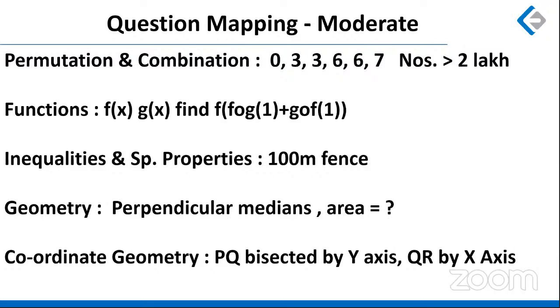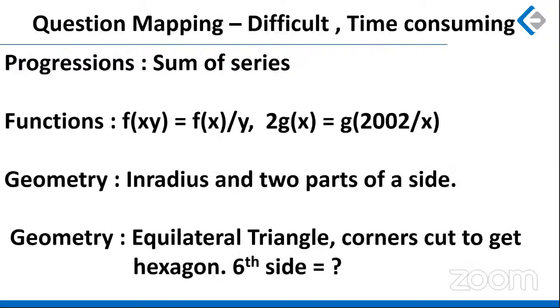Coordinate geometry, this was a little different. The way it was written was a little different. PQ is bisected by the y-axis, QR is bisected by the x-axis. If you could not get the direct reasoning of this question, maybe you could have plotted. The moment you plot a little more accurately, you will realize, okay, this is easy. So this was also quite a moderate question.